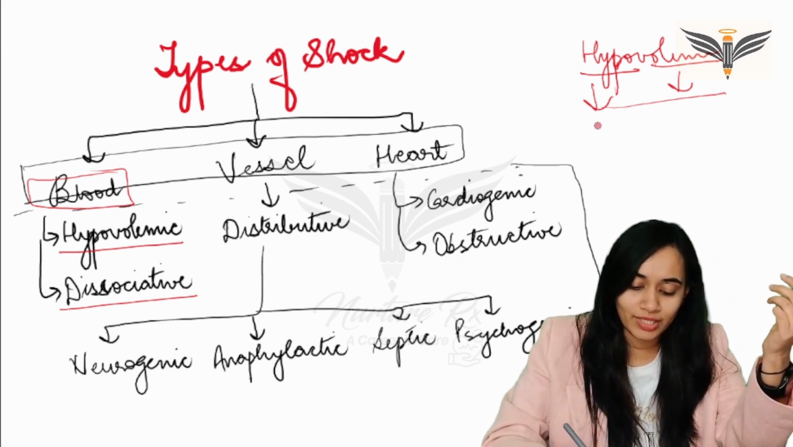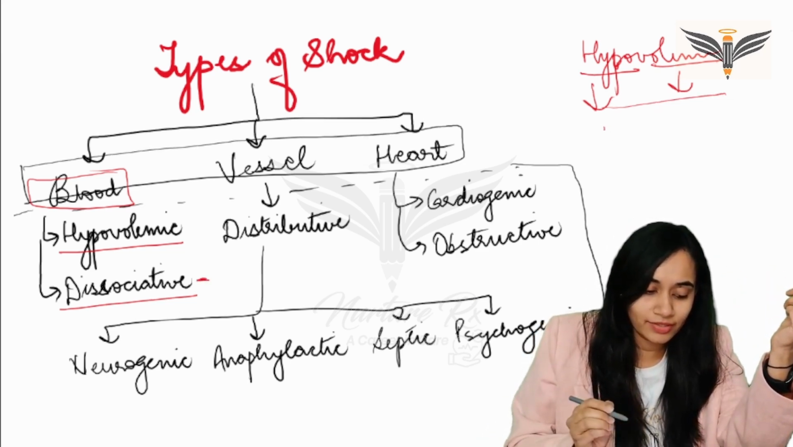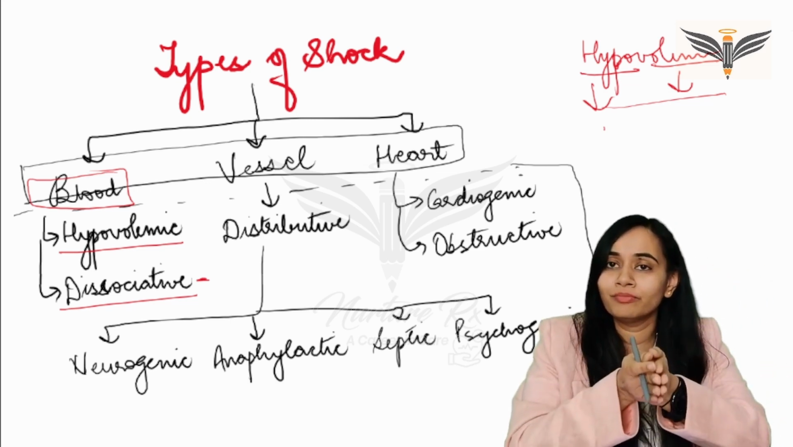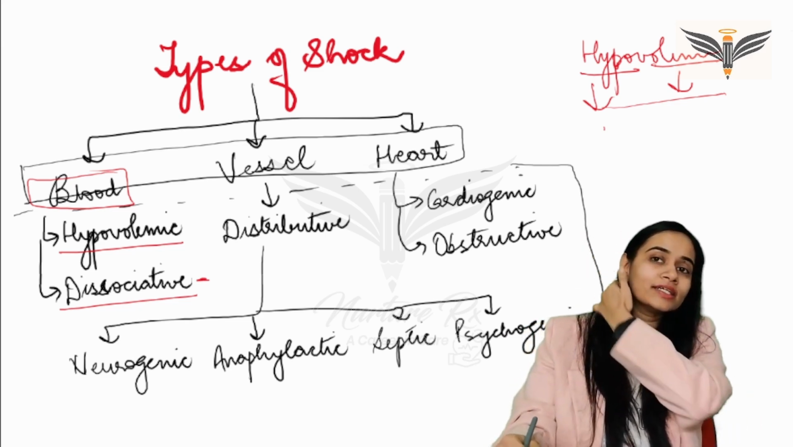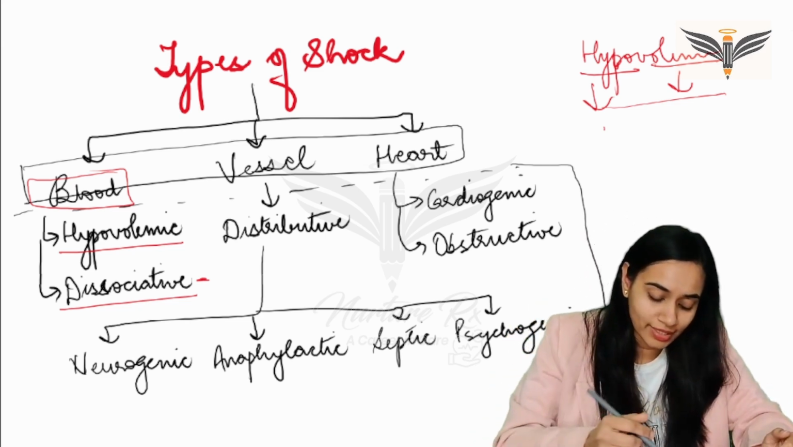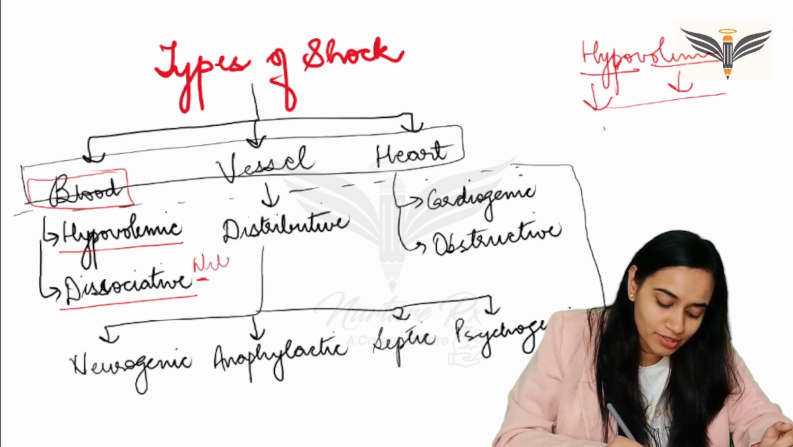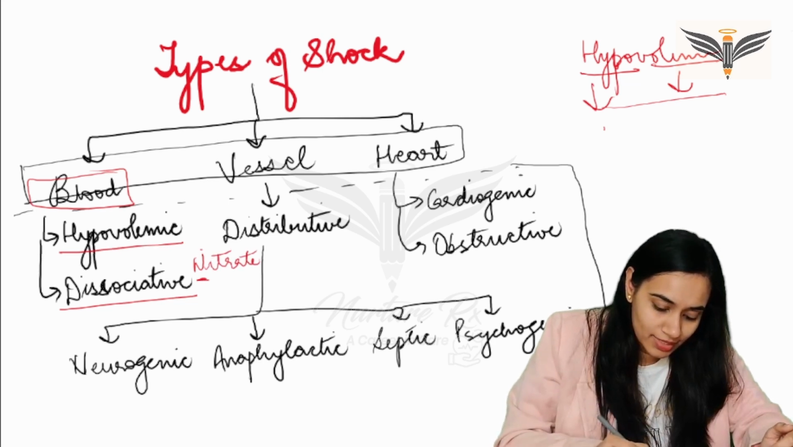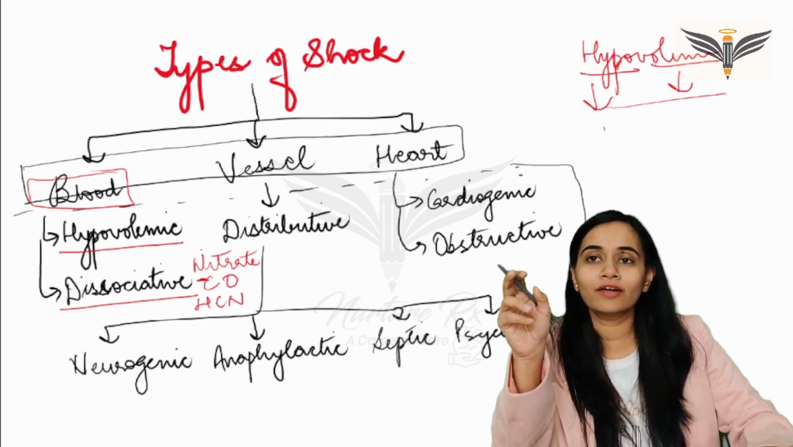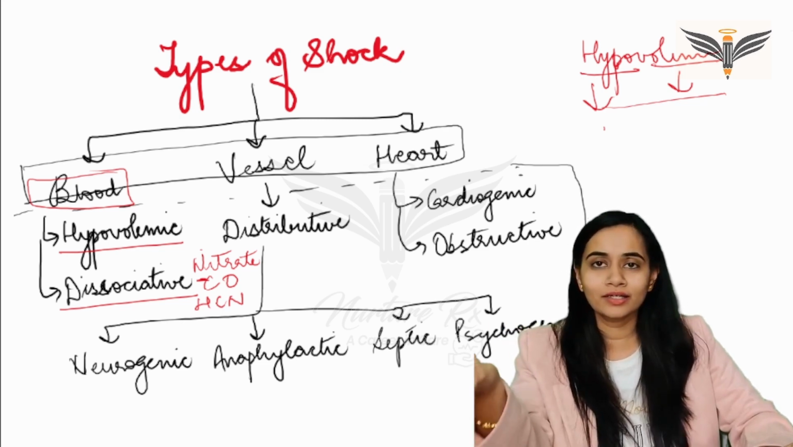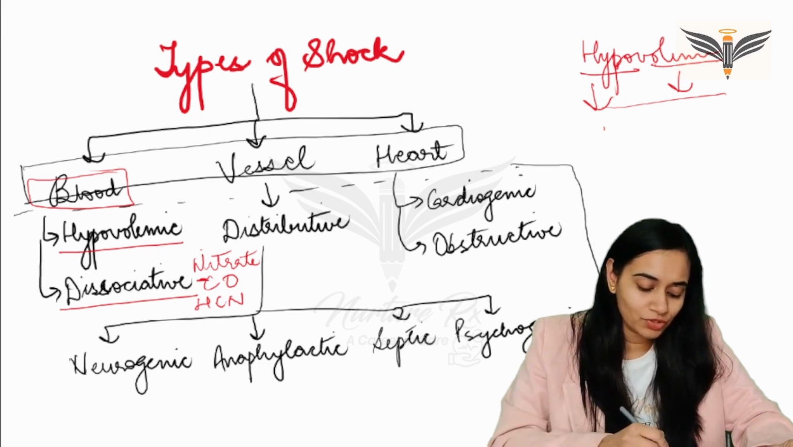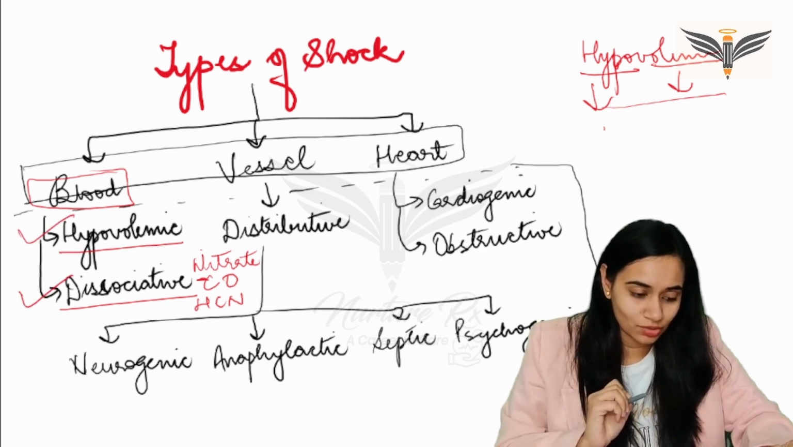What is dissociative? Dissociative is again where the ability of blood to carry oxygen is decreased. When does it decrease? It can be in a lot of poisonings, such as nitrate poisoning, carbon monoxide poisoning, cyanide poisoning. So for dissociative, you have to remember that the oxygen-carrying capacity is decreased because of certain poisons. So we know what hypovolemic is, and now we know what dissociative is.